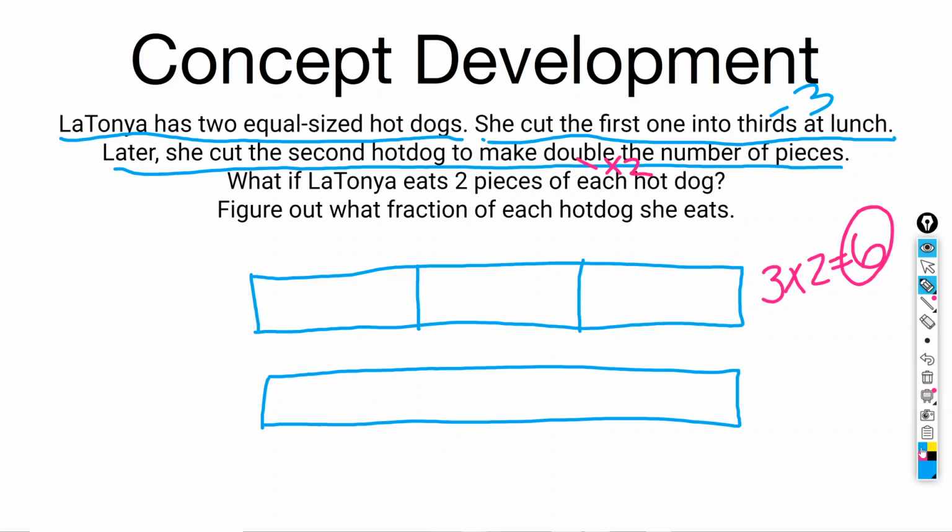So what I'm actually going to do, because another shortcut pictorially, or using my picture, is to take the hot dog and cut it in thirds. To double the number of pieces, I need to split each of the pieces into 2. And now I have 3 times 2, which equals 1, 2, 3, 4, 5, 6. So I have those 6 pieces.